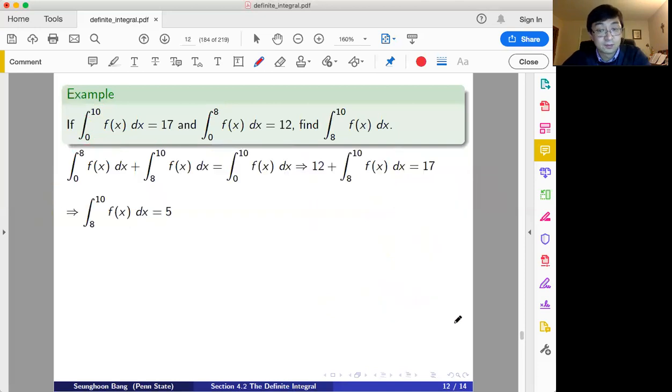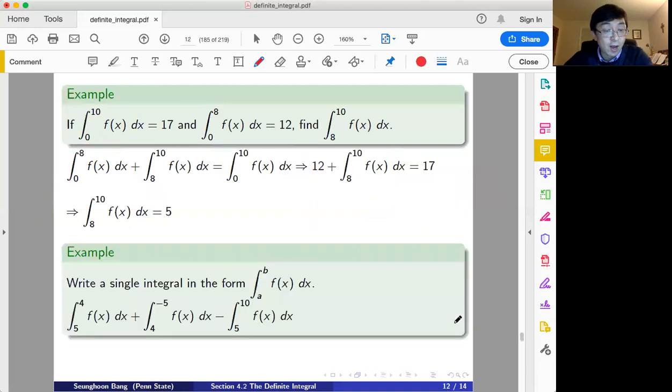The next tip. Write a single integral in the form integral from a to b of f of x dx. How can we change this? We can use this idea: the integral from a to c of f of x dx plus the integral from c to b of f of x dx.